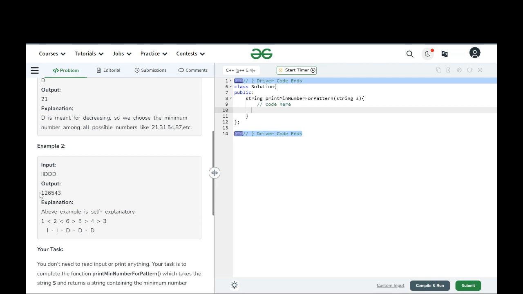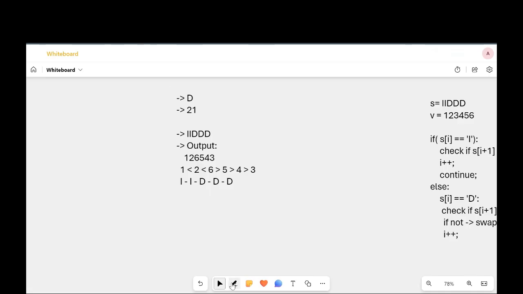In this case we have this particular output, and we'll be seeing how it is. For example, here we have I, D, D, D, and the output is 1 2 6 5 4 3. So how are we getting this? First we have an I. Is my 2 greater than 1? So if s of i plus 1 is greater than s of i, yes, 2 is greater than 1. So the first two numbers are in increasing order.